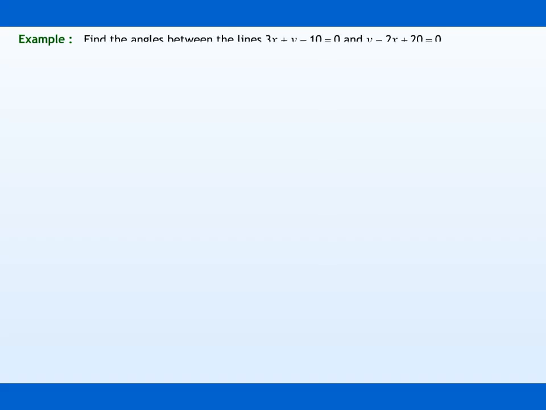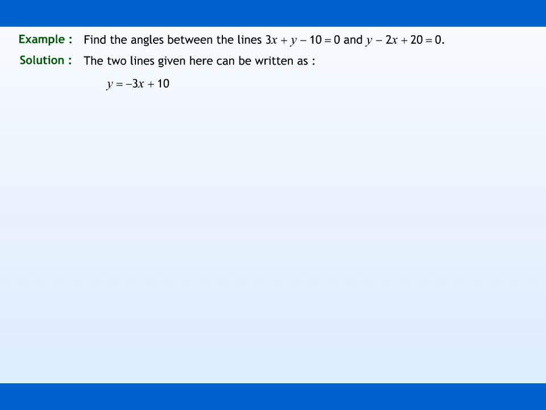Find the angles between the lines 3x plus y minus 10 is equal to 0 and y minus 2x plus 20 is equal to 0. The two lines given here can be written as y is equal to minus 3x plus 10. Mark this equation as 1. And y is equal to 2x minus 20. Mark this equation as 2.